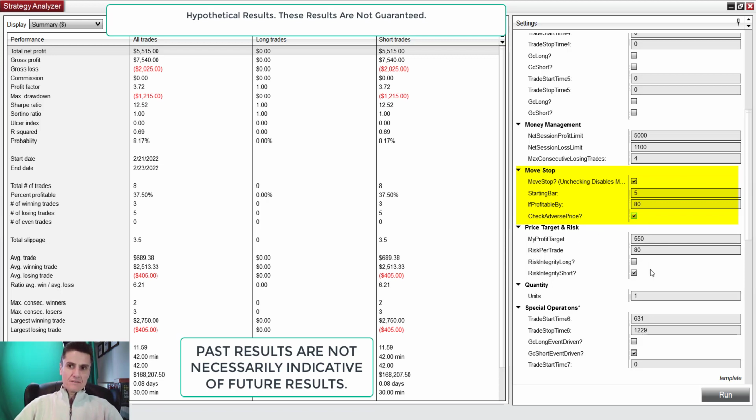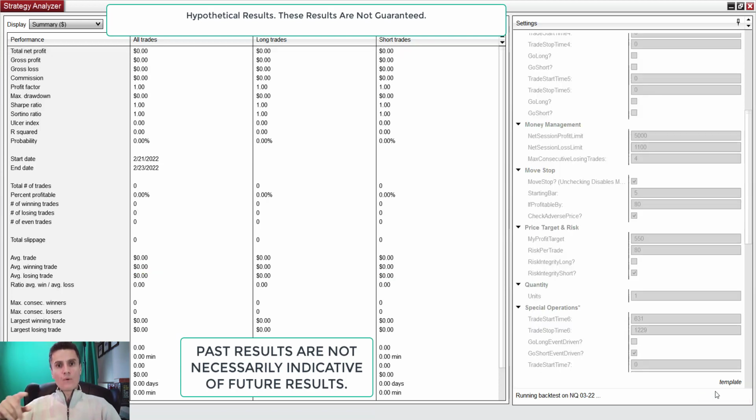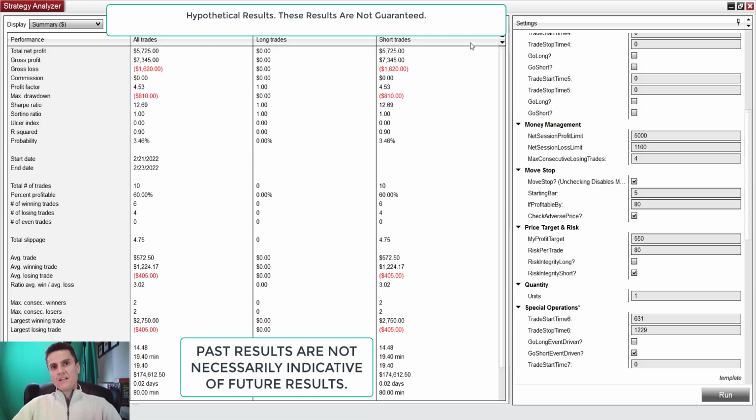And now I'm going to run it again. I'm not going to change the profit target. I'm not going to change the risk per trade. Okay? Let's run it again. So without move stop, just to reconfirm, it was 55.15. It had 8 trades. Now we're running it with move stop. So it was 55.15 without move stop. With move stop, it's 57.25. And you remember we had 8 trades.